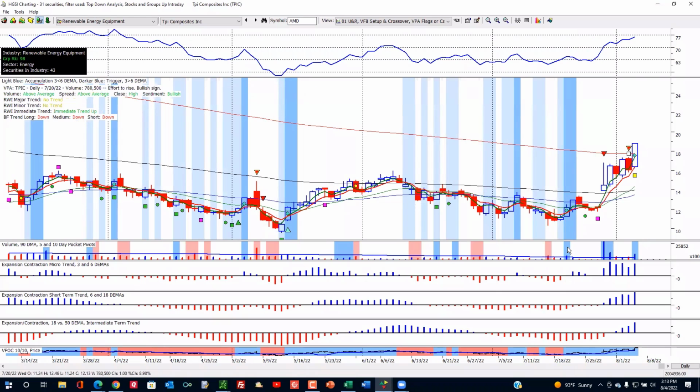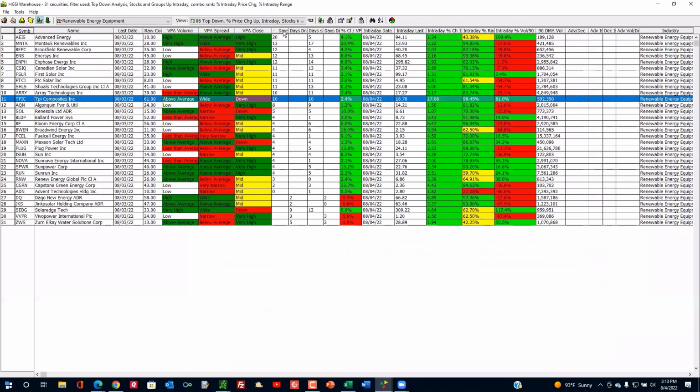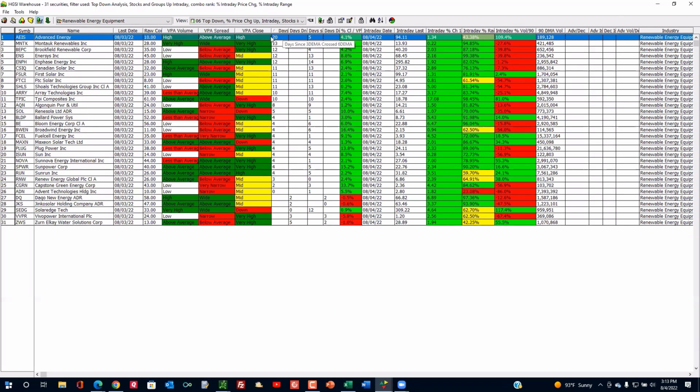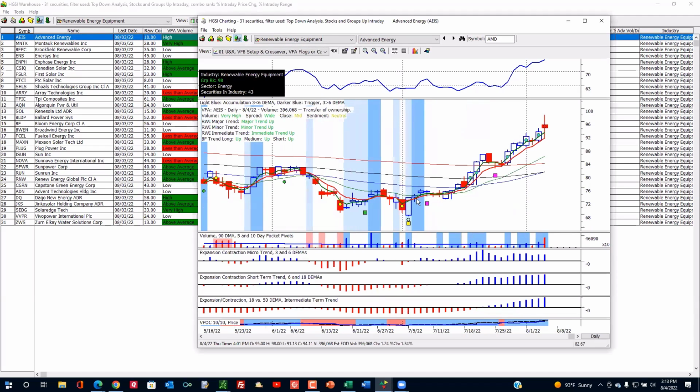Accumulation 1 day. What do we have here in addition to this? We have a volume pocket pivot with an effort to rise. That is a strong signal. So when I'm looking at this, I'm just going to sort on this. This would be the oldest signal, Advanced Energy, 21 days ago. And you can see what a beautiful signal that was.